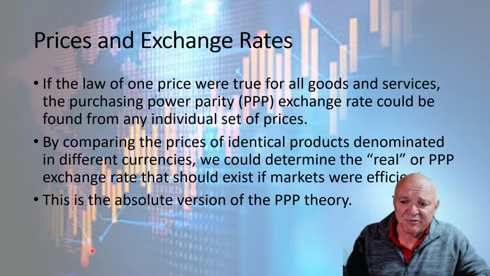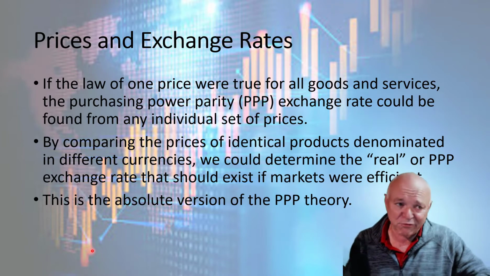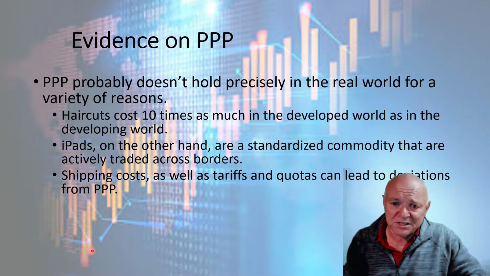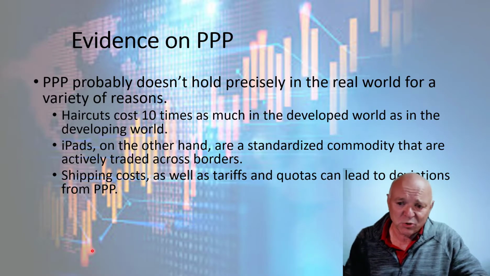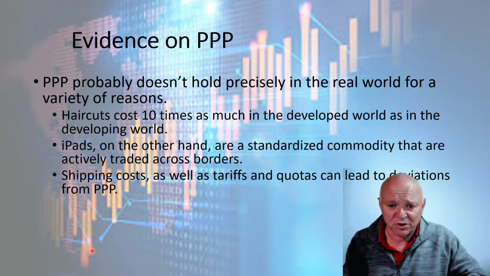Comparing the prices of identical products, we could determine the real purchasing power parity price that would exist if markets were efficient. And we call that the absolute version. We'll look at the relative version in just a minute. The actual evidence, well, we see that this particular approach doesn't hold up well in the real world for a variety of reasons. Part of this is about the services thing that I mentioned earlier.